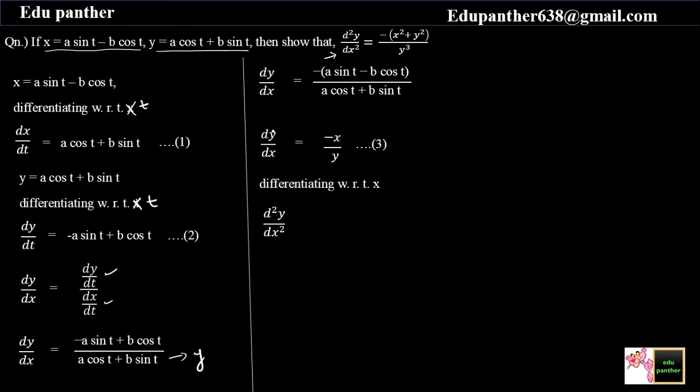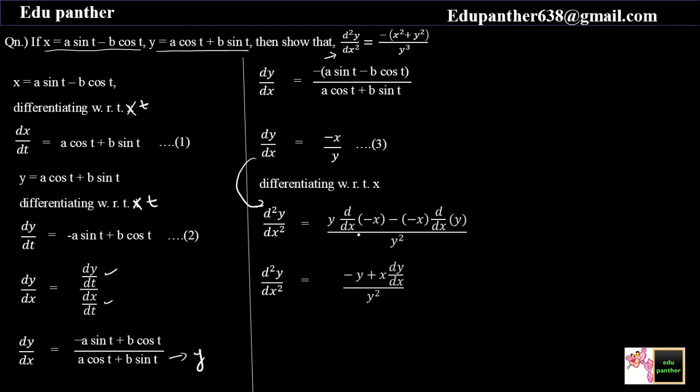The derivative of the left hand side will give us d square y by dx square, which is the second order derivative. The right hand side is a division of two functions, so we have to use the u by v rule. That will give us this part. Now simplify this right hand side. So y into the derivative of minus x, which is minus 1, then this minus minus will become plus, and the derivative of y is dy by dx.